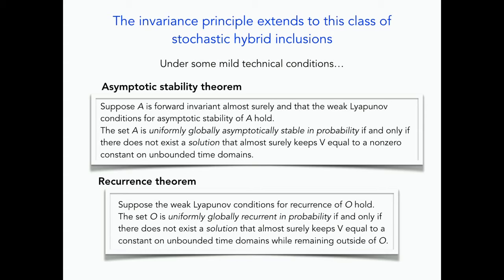Similarly, for recurrence, you can say the same kind of thing. If you've got those Lyapunov conditions on the previous slide, the set O is uniformly globally recurrent in probability. Again, you'd want a formal definition, but you kind of get the idea from the picture. If and only if there does not exist a solution that almost surely keeps V equal to a constant on unbounded time domains while remaining outside of O.